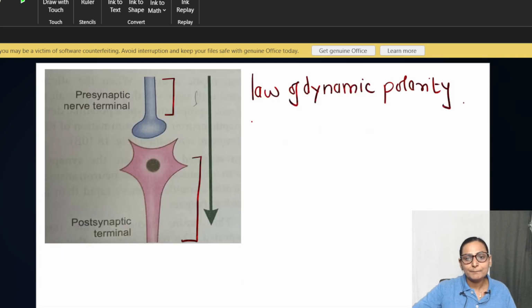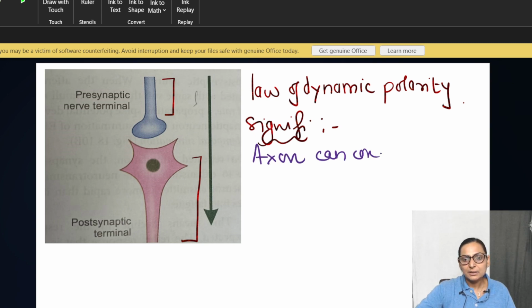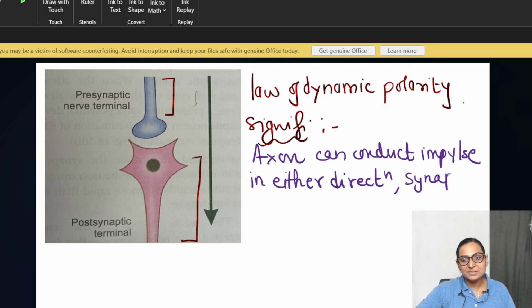Now what is the significance of this? What is the importance that there is a one-way conduction, that the impulses will always pass from the presynaptic to the postsynaptic terminal? The significance of this is that, remember that the axons can conduct impulse in either direction, that means dromically as well as antidromically. So the axon can conduct the impulses in either direction with ease. But this synapse, what does it do?